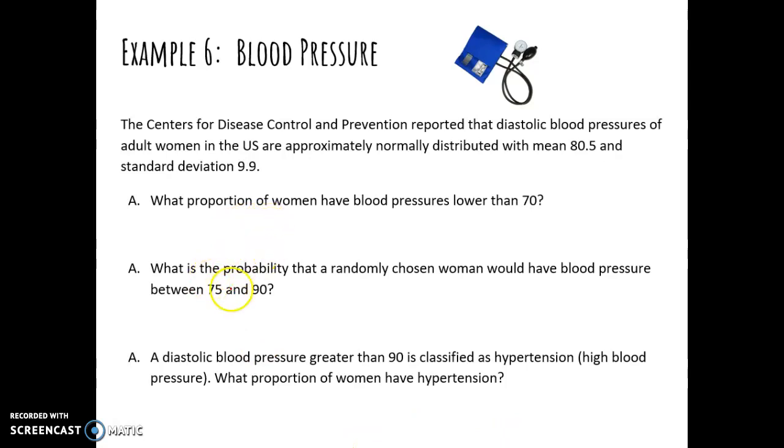Then we want to find the probability that a randomly chosen woman would have a blood pressure between 75 and 90. And last, a diastolic blood pressure greater than 90 is classified as hypertension. What proportion of women have hypertension? So pause the video, then come back to check your answers.